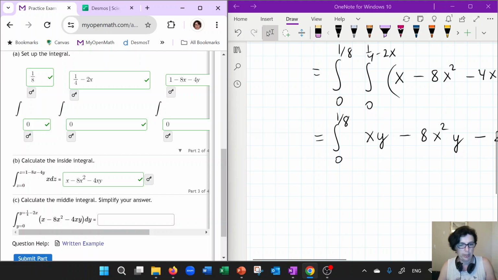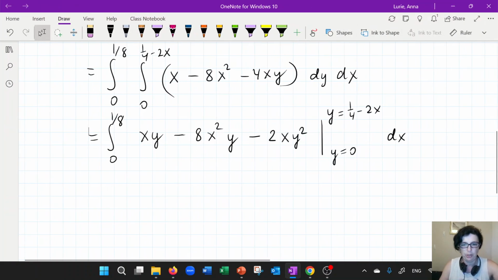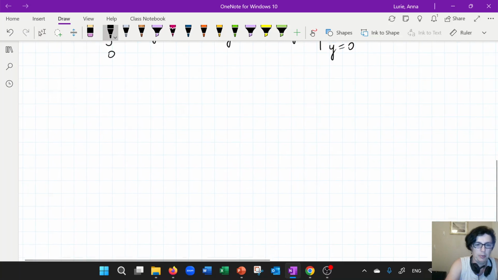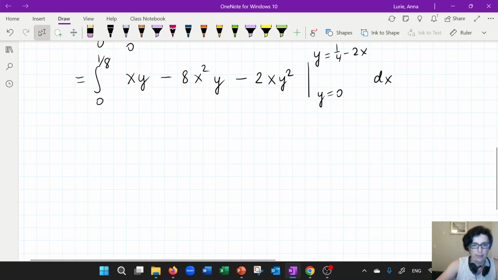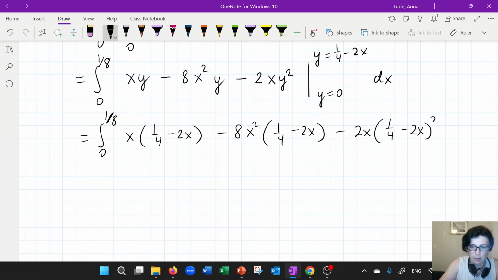Okay, now we're going to compute the middle integral. So I just have to substitute the limits and simplify, which is going to take me forever, but that part I have to do next. Okay, so instead of y, I'm going to substitute 1/4 minus 2x. So hopefully some things will cancel here. We'll see. And then this is minus 2x, and then I'm substituting 1/4 minus 2x, and the whole thing is squared. Okay, so let's distribute here.